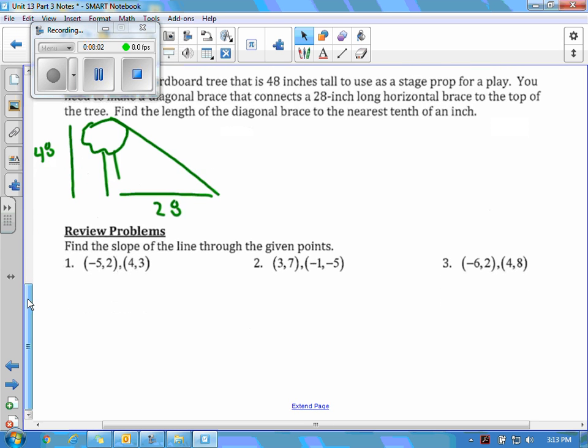Then at the bottom are some slope problems that are reviewed. Please make sure you get those done. Let me know if you need help.